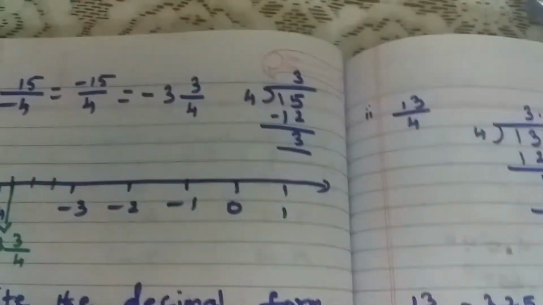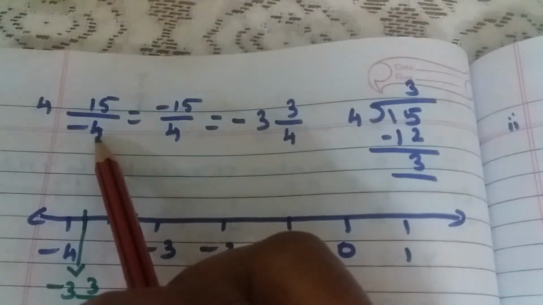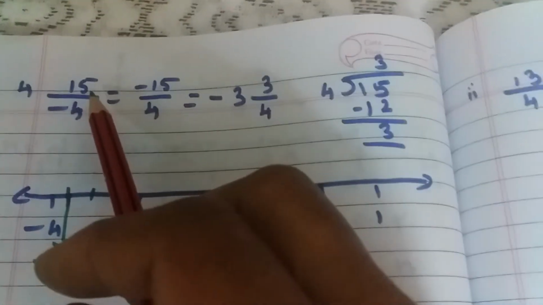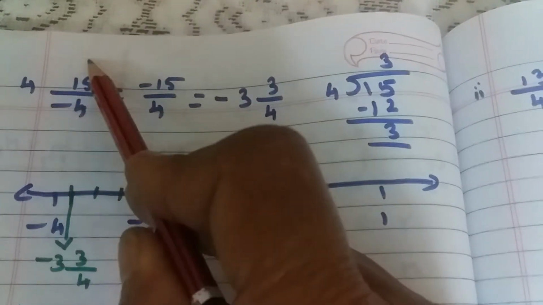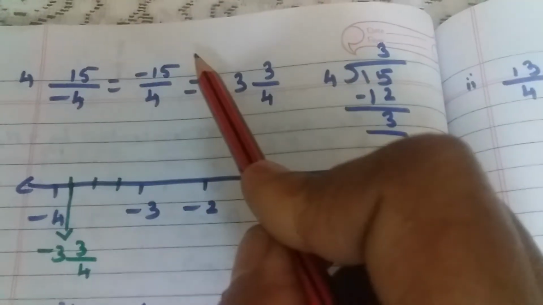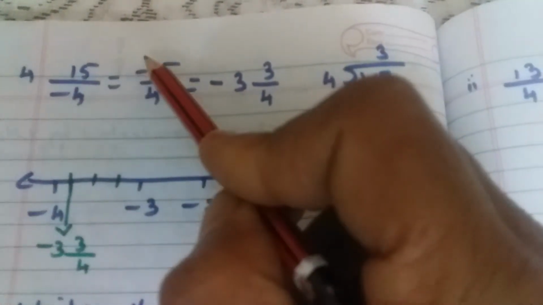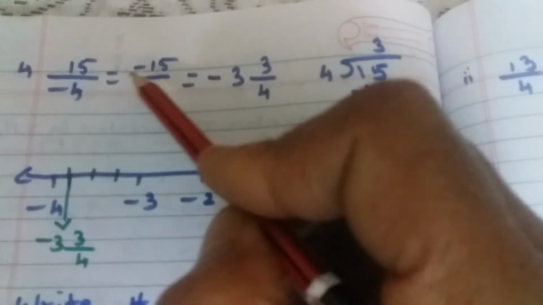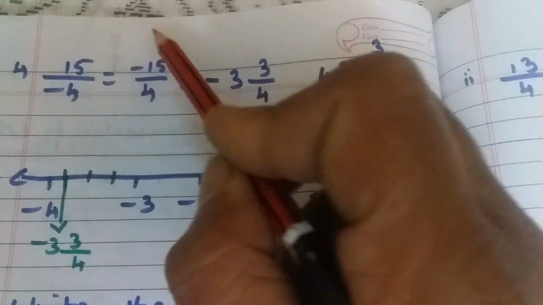Now next, one more number is there: 15 by minus 4. So what is the first step? Denominator should not be negative. Take the minus sign from the denominator to the numerator. This is the standard way of writing a rational number in standard form. So the minus sign goes to the numerator and it becomes minus 15 by 4, because plus divided by minus is also minus, and minus divided by plus is also minus. That is why the value is not changed, even if you take this negative sign from the denominator to the numerator.